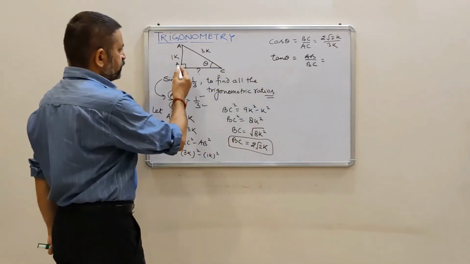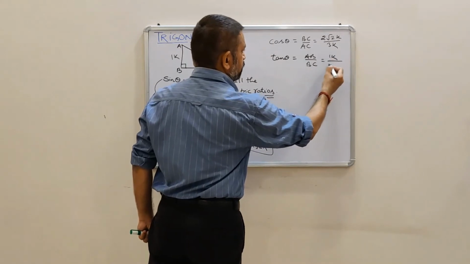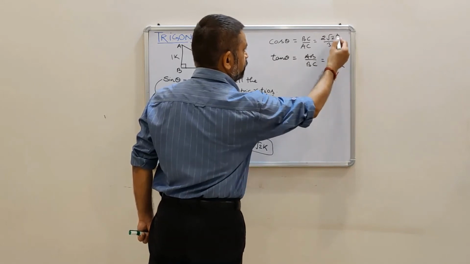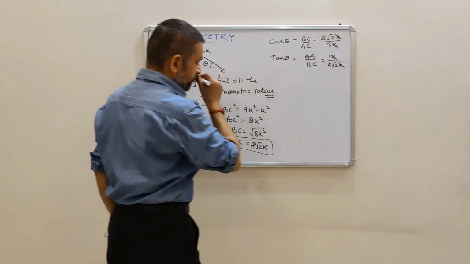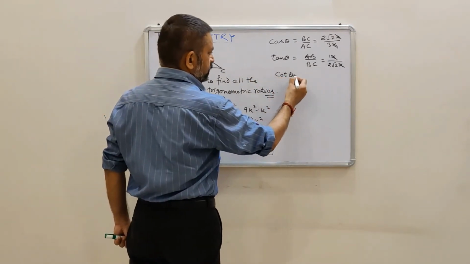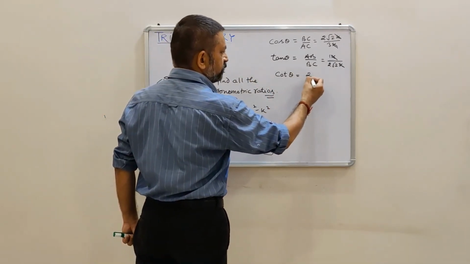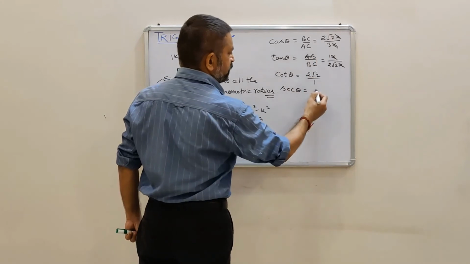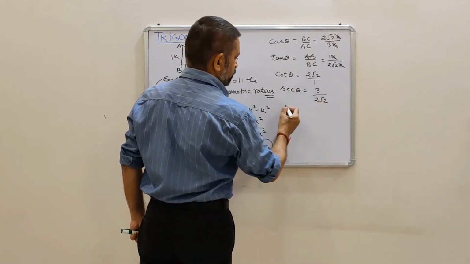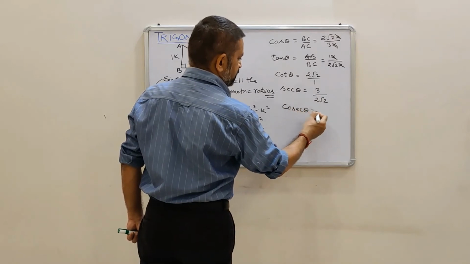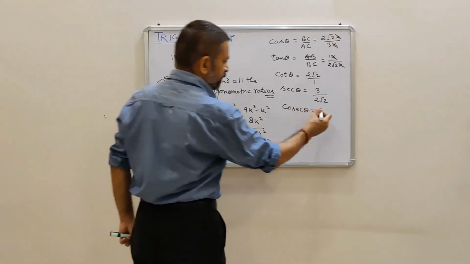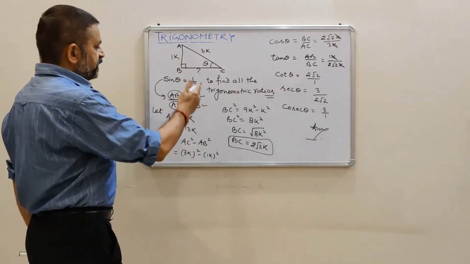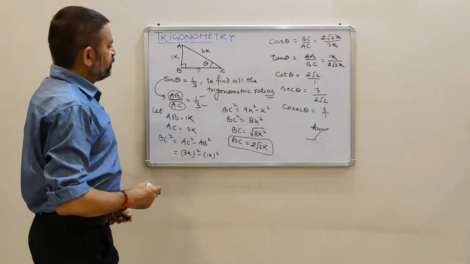What is AB? AB is 1K upon, what is BC? You can cancel this K and K, right? Then cot theta is nothing but the reciprocal of tan theta, so it will become 2 root 2 upon 1. Sec theta is the reciprocal of cos, so it will be 3 upon 2 root 2. And cosec is the reciprocal of sine, so sine was 1 by 3, so it will become 3 by 1. So this is how we calculate all 6 trigonometric ratios.